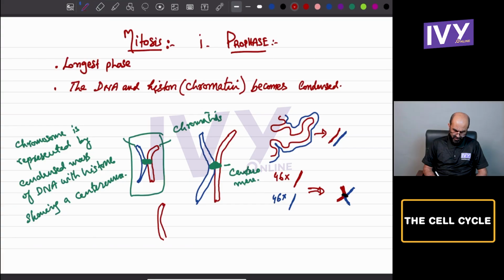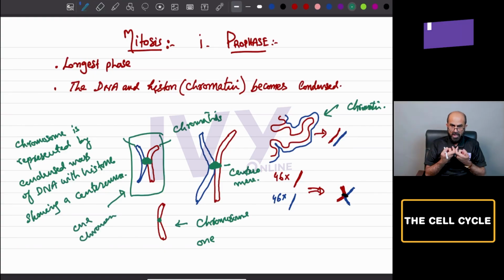Like in this form, each one is called a chromosome. These are the chromatin, uncondensed. Two chromatins here. Here's one chromosome because it has one centromere. And this is also called one chromosome, because it also has one centromere. The centromeres join and merge together to make only one.